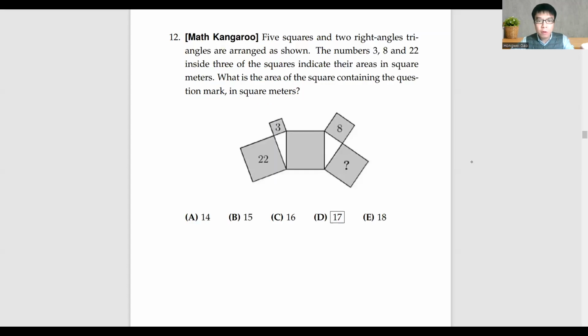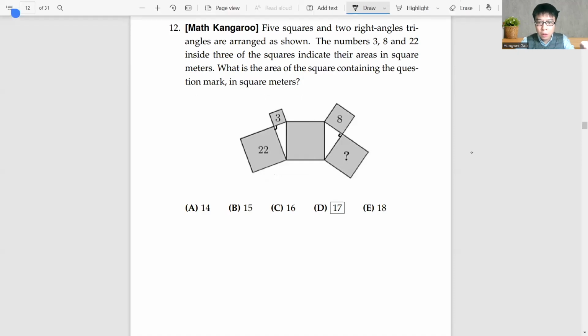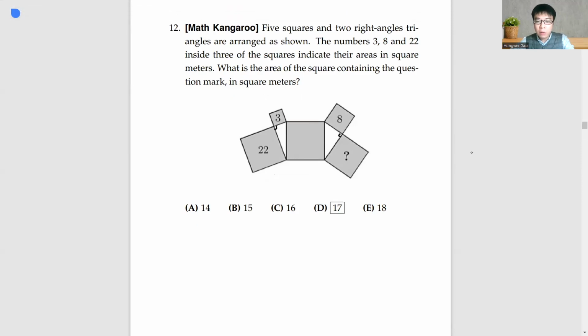Question 12. 5 squares and 2 right triangles are arranged in this picture. So these two blank white ones are right triangles. And we know the area of 3 squares. We need to find the area of this square with the question mark. This is related to the Pythagorean theorem.